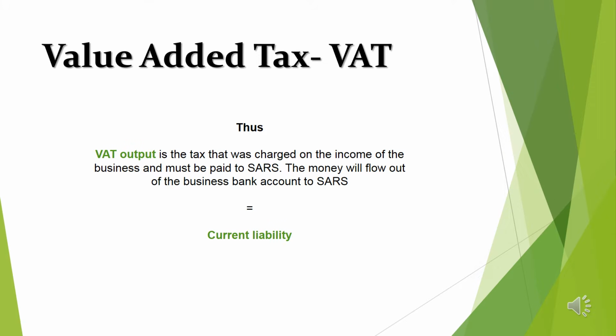This means that VAT output is the VAT any business will owe to SARS, and therefore money will flow out of your business bank account to SARS. VAT output is a current liability.